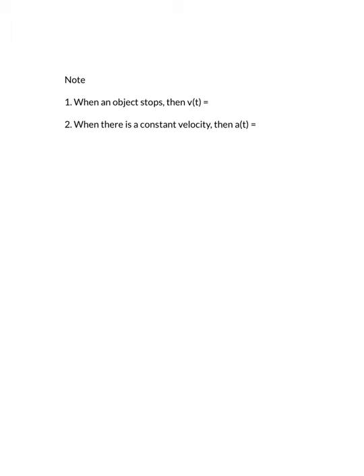Just a couple of notes that I wanted to make. So when an object stops, then its velocity is equal to 0. If you notice, the question that I gave you asked for the velocity when the ball hit the ground. That is looking for the velocity as the ball hit the ground. But once the object has stopped, its velocity is 0. And the second thing is, when there is a constant velocity, then our acceleration is equal to 0. So if something is traveling at the exact same speed, not speeding up or slowing down, that means that the acceleration is 0. These may be especially tricky for those of you that didn't take physics. If you took physics, you're probably wondering why I'm even telling you this.